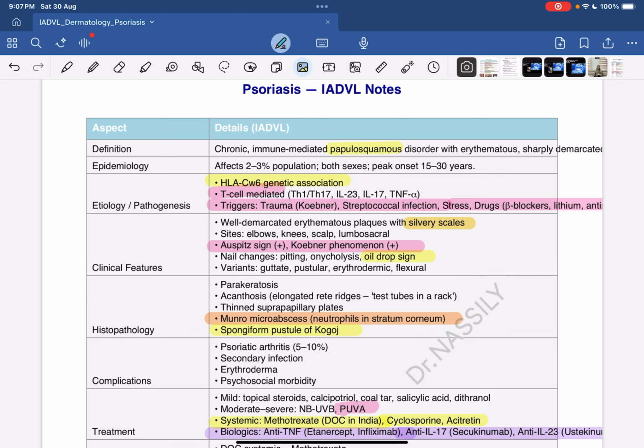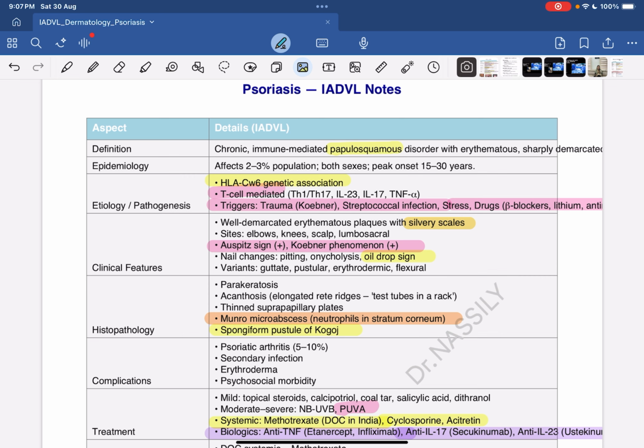Clinical features: the patient will present with well demarcated erythematous plaques with silvery scales. Sites: mainly it will be on elbows, knees, scalp, and lumbosacral region. Auspitz sign is positive and Koebner phenomenon is positive. What is Auspitz sign? There will be pinpoint bleeding on scraping. What is Koebner phenomenon? On the line of trauma, the disease will reappear.